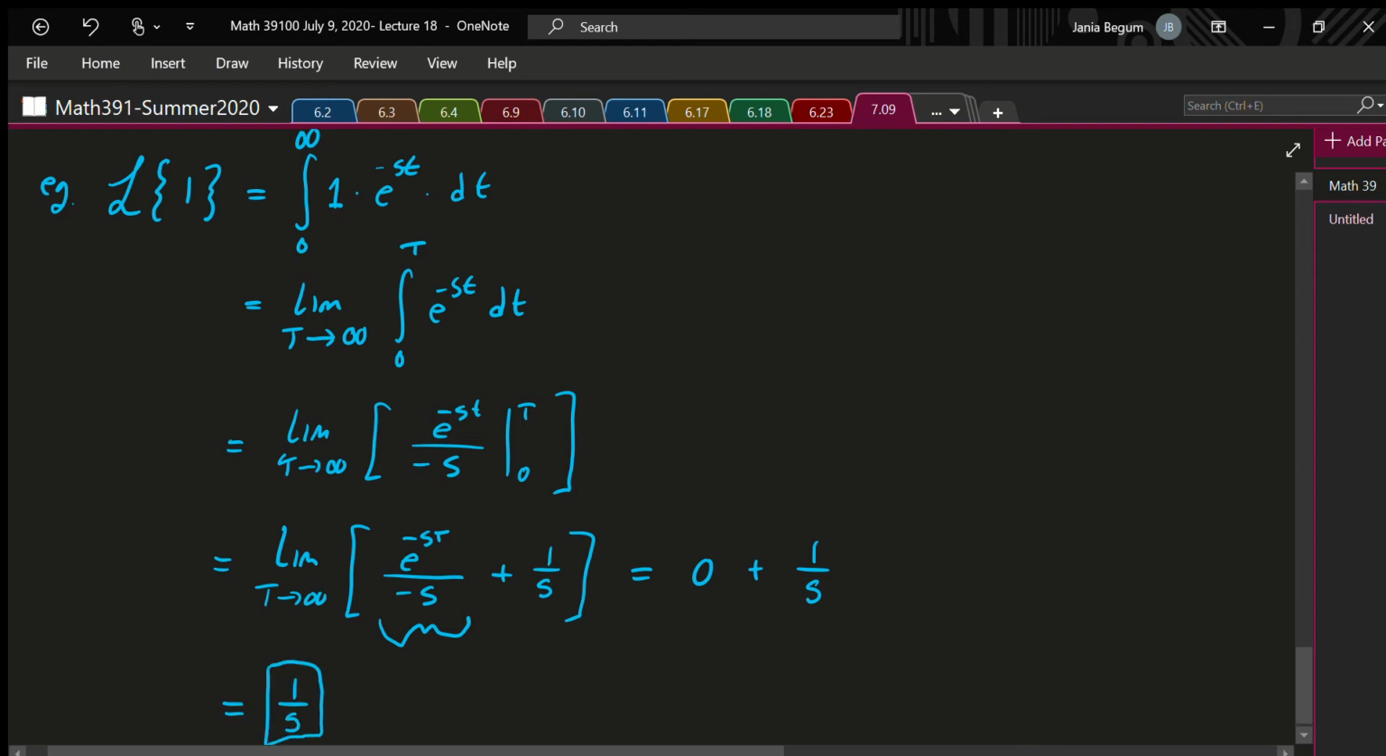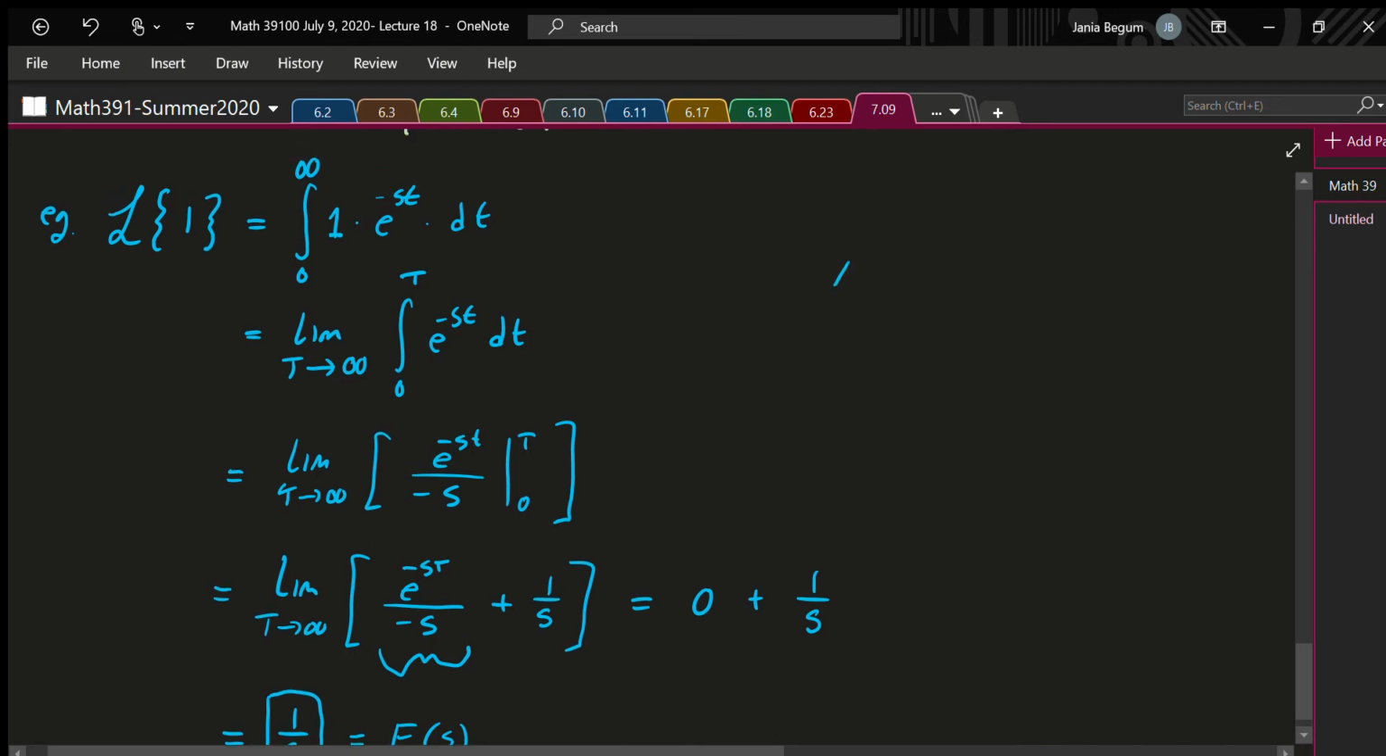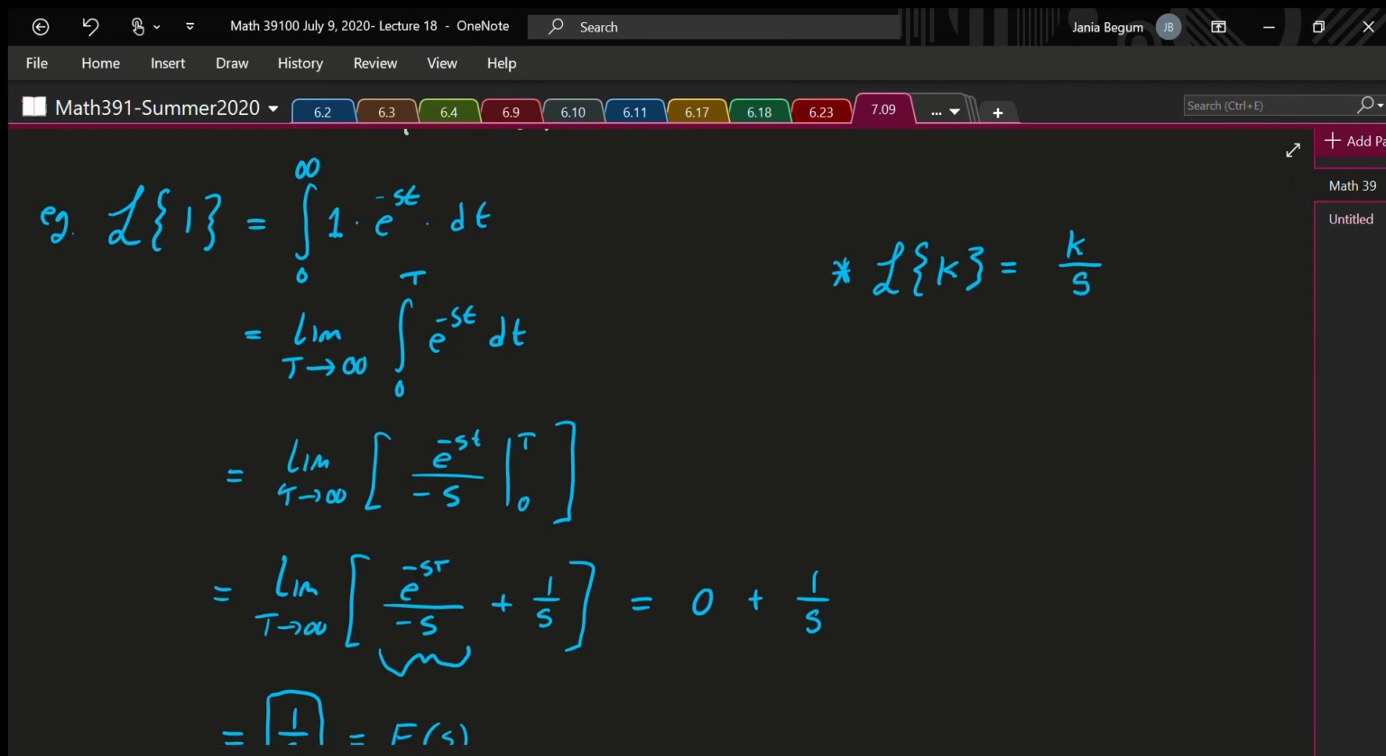So you see how you plug in a function of t, well, in this case it's just a constant, but your output is a function of s. So this is what we call the big F of s. So in sum, the Laplace transform of any constant is going to be the constant over s. That's what we can conclude from this computation that we just did.